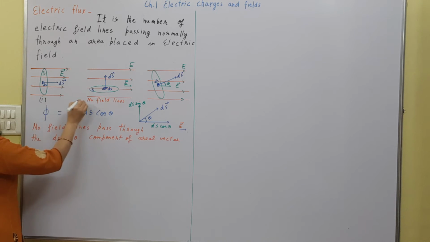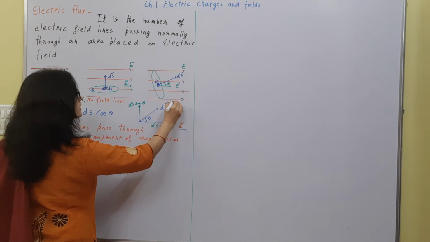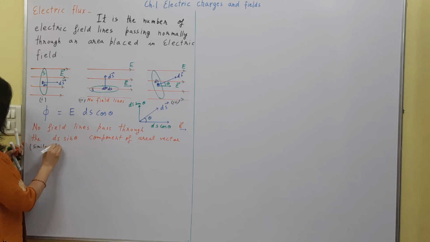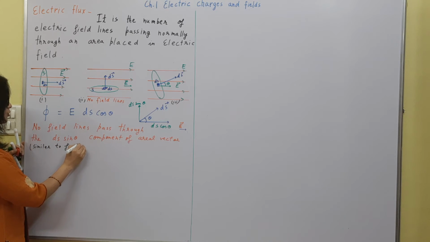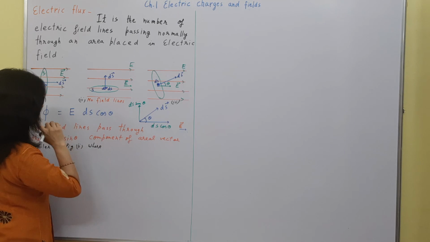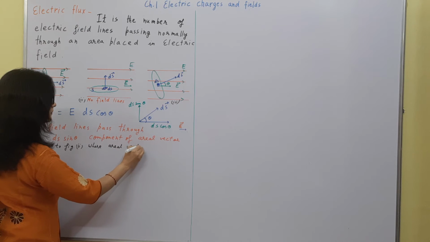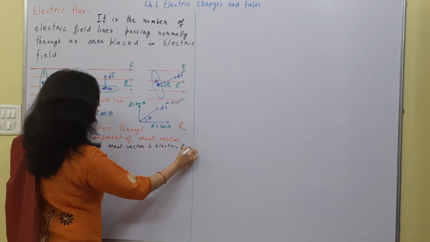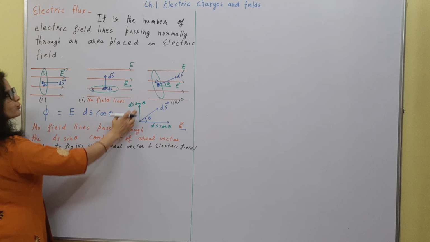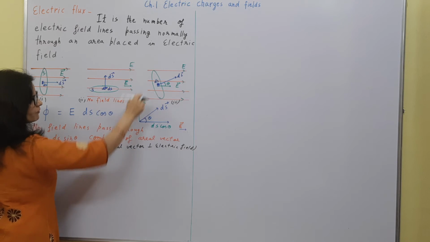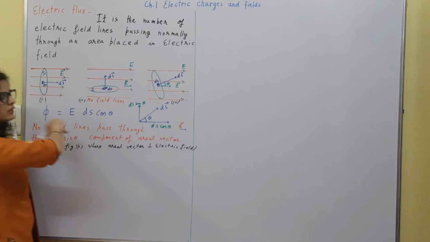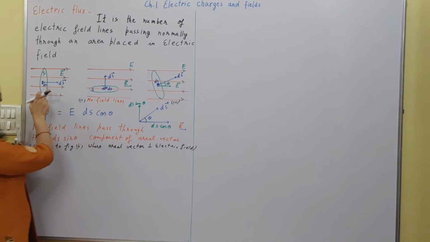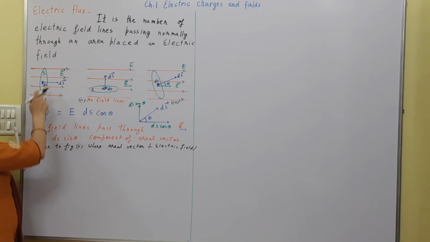So I am marking this as figure 1, this as figure 2 and this as figure 3. So I am marking similar to figure 2, where the area vector is perpendicular to the electric field, right? So in this case, through this surface area vector, the electric field lines will not pass, but in the case where the electric field is parallel to the surface area vector, like this case, the field lines will pass.